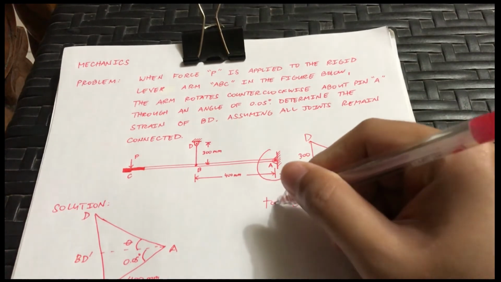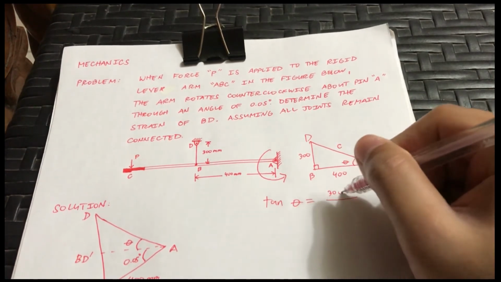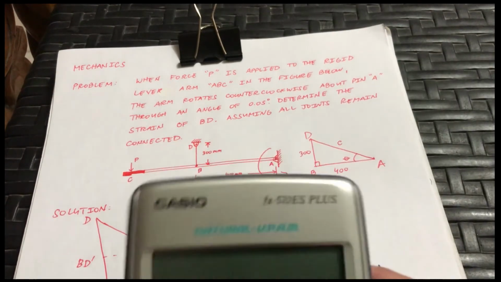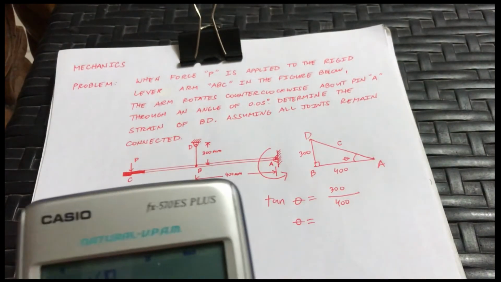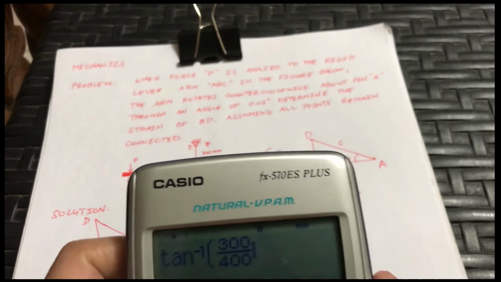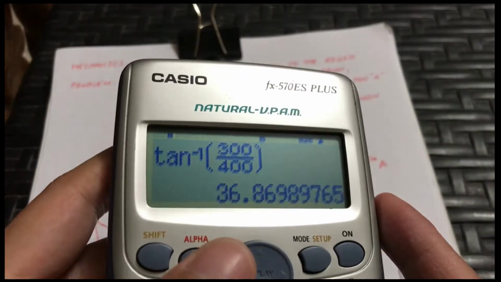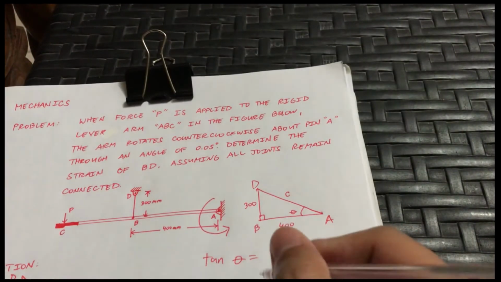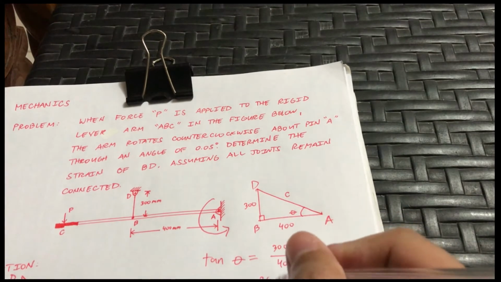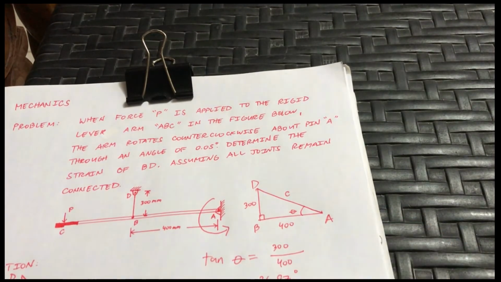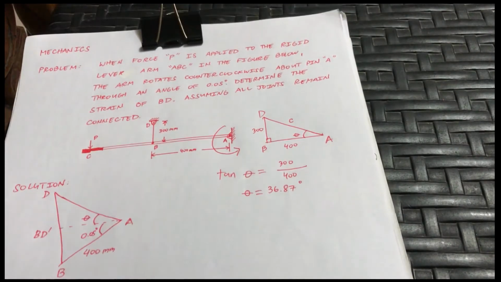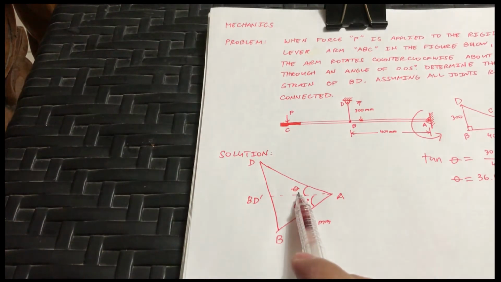Now looking at this triangle, we can actually obtain theta. Tangent theta is opposite over adjacent. So we have theta is arctangent 300 over 400, which is 36.87 degrees. We now have theta.